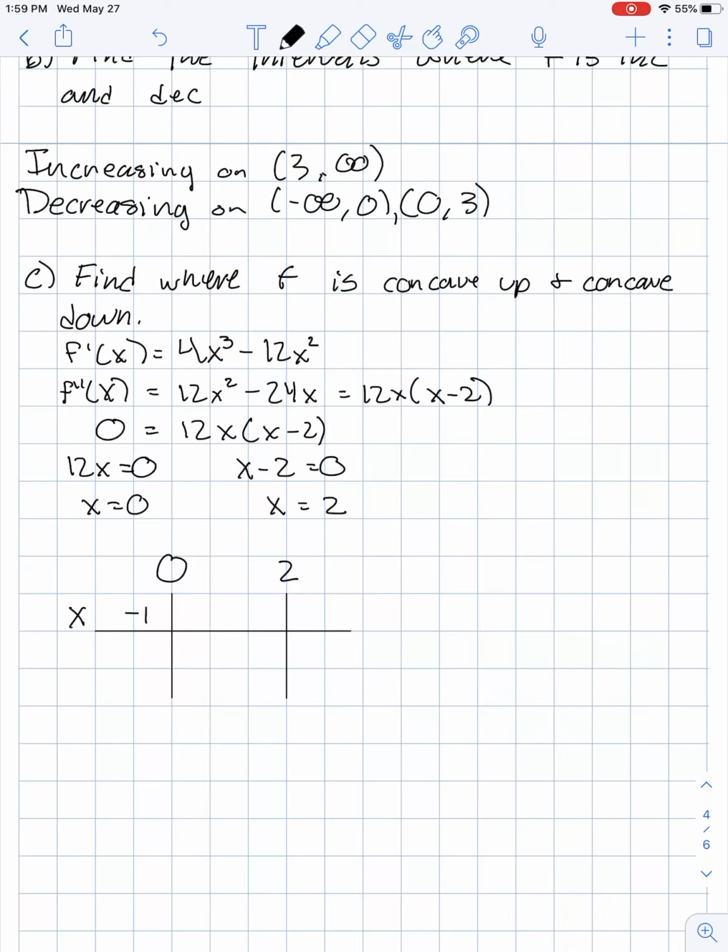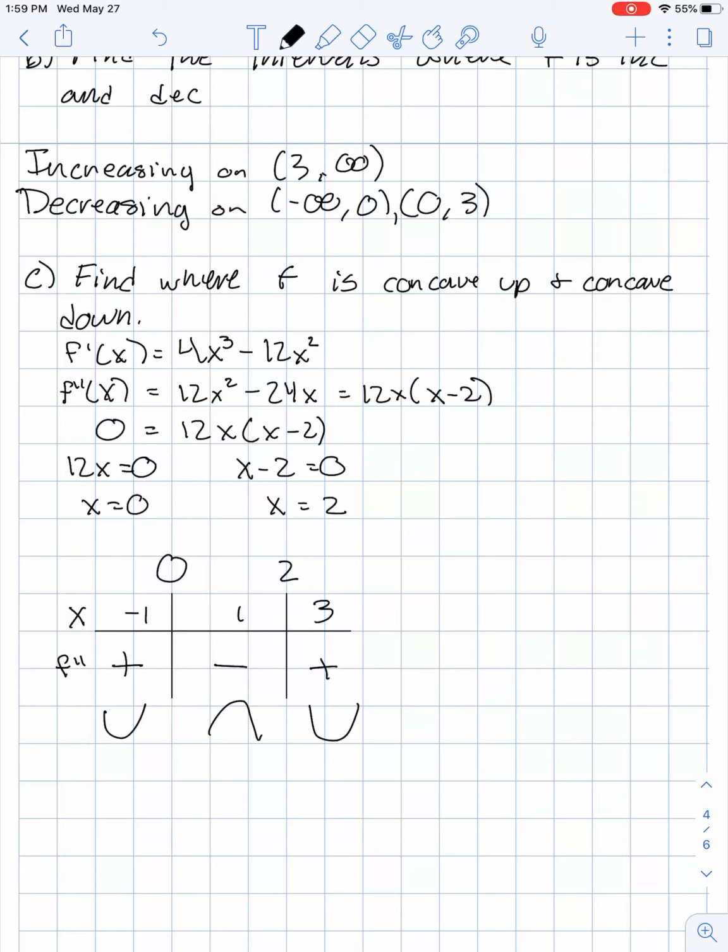So x, we're going to plug in -1, 1, and 3. We're going to plug these into f double prime. So -1 will give me -12 times a -3. So negative times a negative is a positive. If I plug in 1, I'll get 12 times 1 minus 2, which is -1. So I'll get -12. So minus. And then 3, I'll get 36 times 1, which is a positive number. So I am concave up, concave down, and then concave up again.